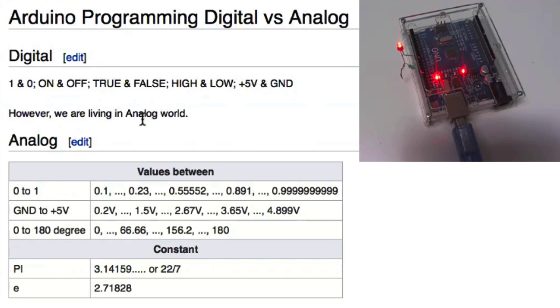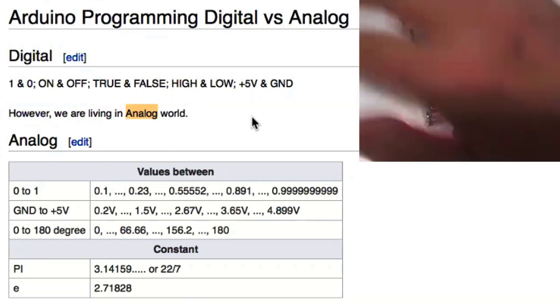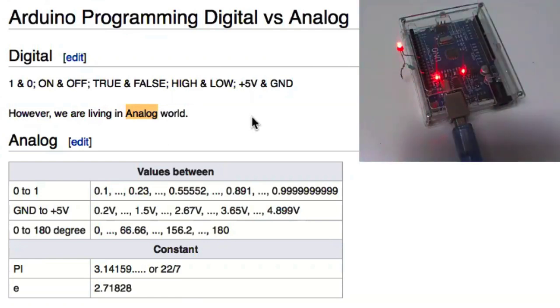This is called analog. Now, you probably want to control your robotic arm from position A to B. You're not controlling the robotic arm by all of a sudden jumping from one side to the other side. This is not possible. This is not the way we want it. So we have to handle it in the analog world.